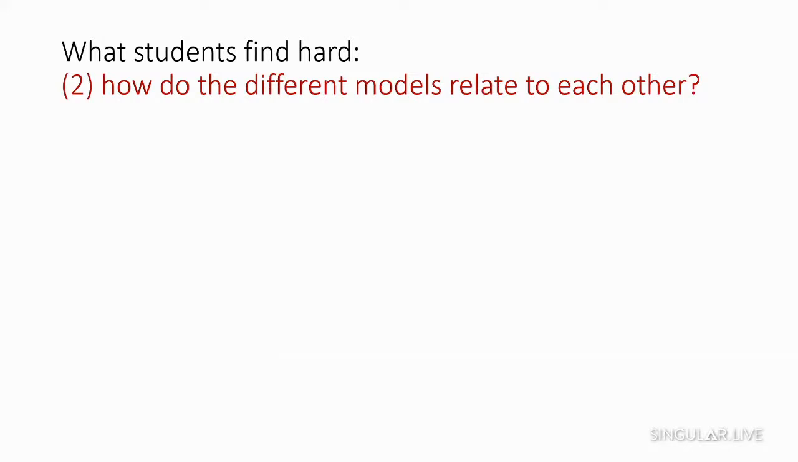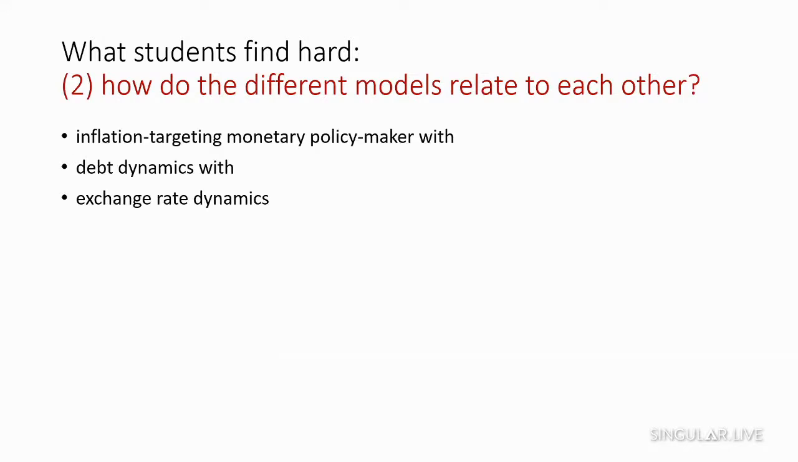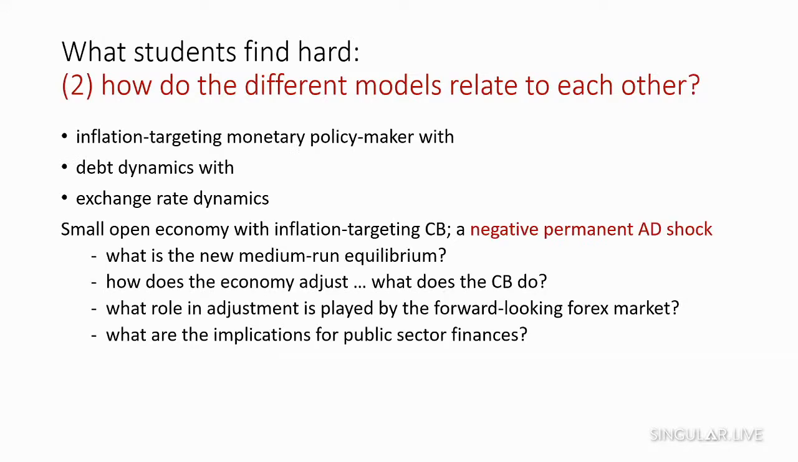But what about this question of how the models relate to each other? Suppose that these are the kind of questions we want to answer. Where does the economy end up? How does the economy adjust? What is the central bank doing to assist that adjustment process? And what role is played by a forward-looking foreign exchange market? And what are the implications for public sector finance?